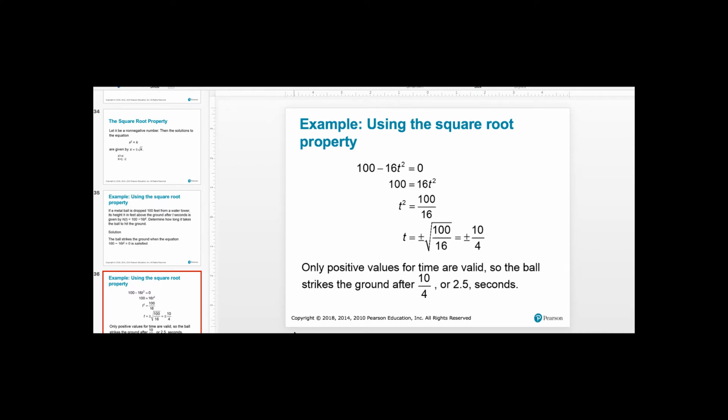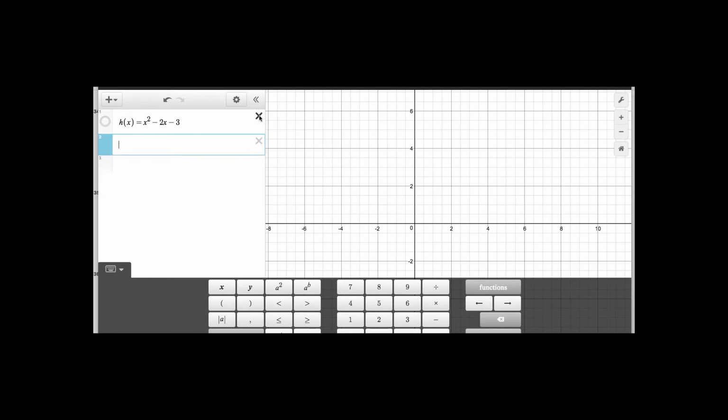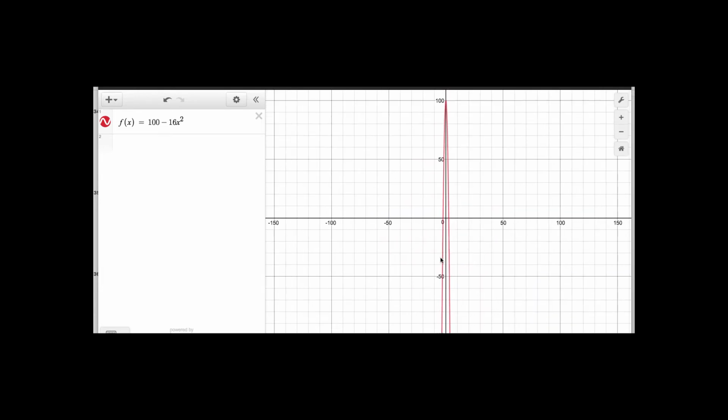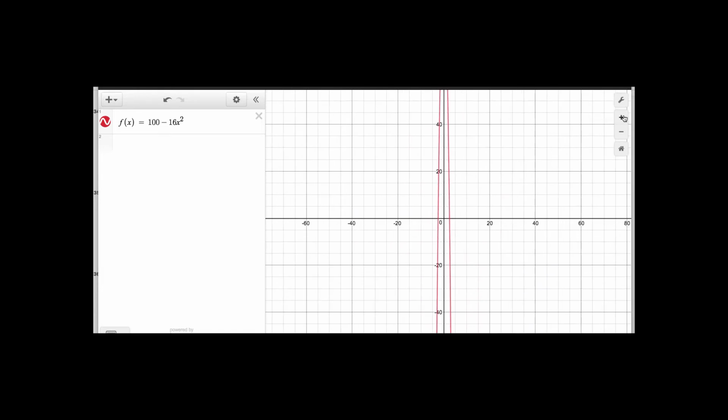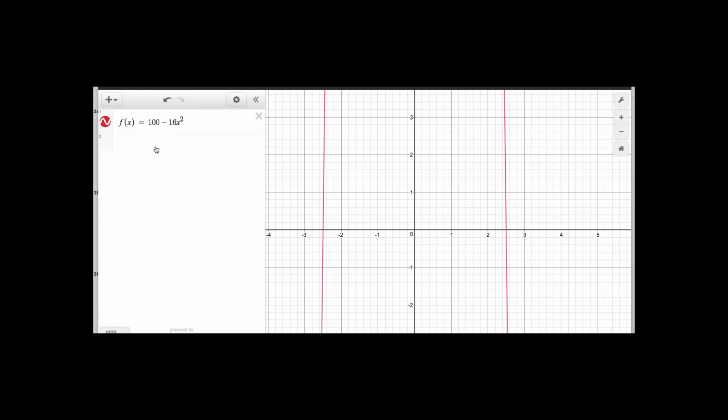And once again, let's think about this in terms of graphing. Turn all these off. I hope we will be able to see this. So we have 100 minus 16x squared. You can use t, it doesn't matter. And notice now our a is negative, so this is opening down. You can see that if we zoom out a little bit. But if we zoom in, we really only care about where this ends up being 0.